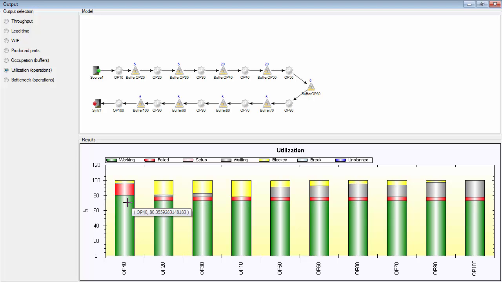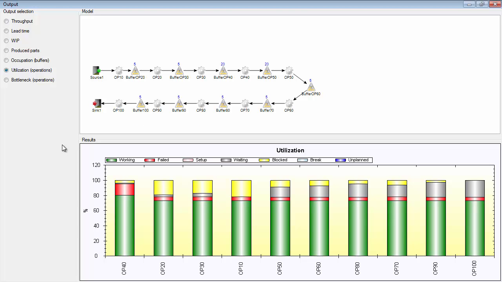In this case, it's only working time, and it's 80% on operation 40, and operation 20 has 73%, and all the other operations as well, because they have the same settings. So in this case, you would point out that operation 40 is the bottleneck operation. You can also see that it's quite a big difference between these two operations, between 80 and 73%. So it's a 7% difference. However, to be completely sure, you should use confidence intervals to make sure that this operation actually is the bottleneck.